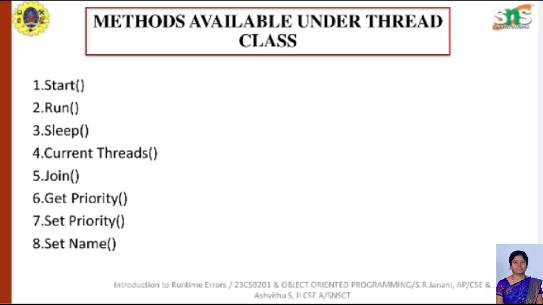Now let's see the methods that are available under the Thread class. They are start, run, sleep, join, getPriority, getName, and setName. Let's see a few of them. The start method begins the execution of the thread, and the run method contains the code that defines the task the thread will execute. And the sleep method temporarily pauses the thread for a specified time. Each and every method has its own function.